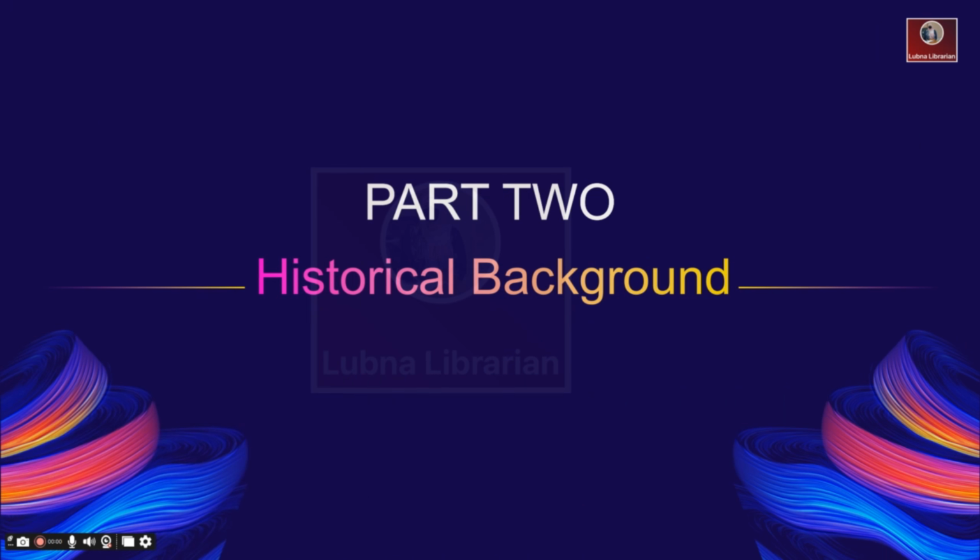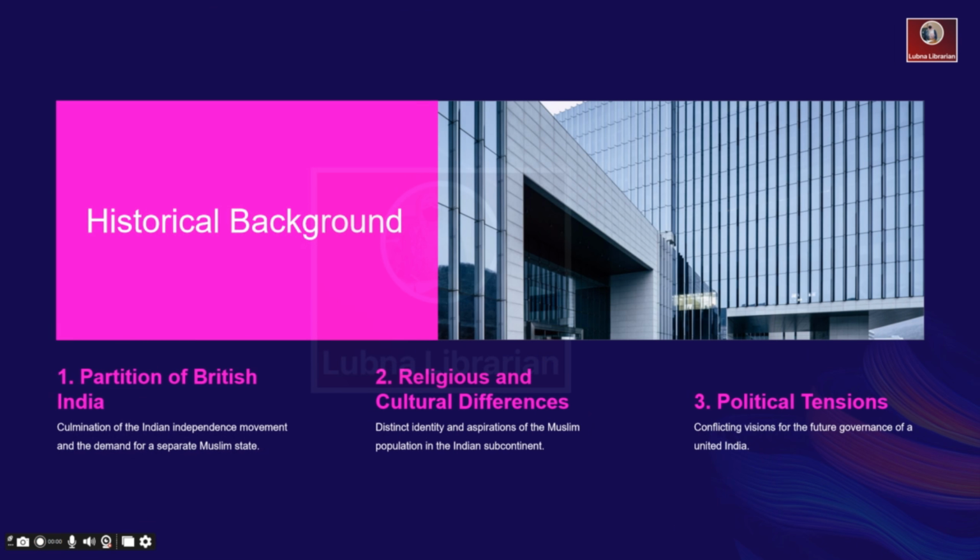Part 2. Historical background. 1. Partition of British India. Culmination of the Indian independence movement and the demand for a separate Muslim state. 2. Religious and cultural differences. Distinct identity and aspirations of the Muslim population in the Indian subcontinent. 3. Political tensions. Conflicting visions for the future governance of a united India.